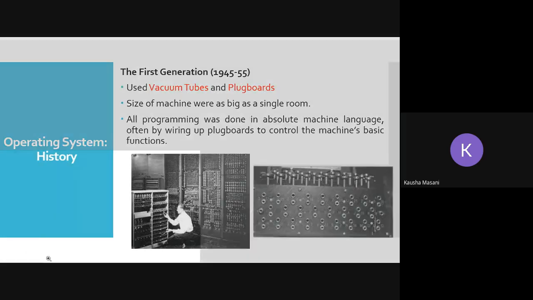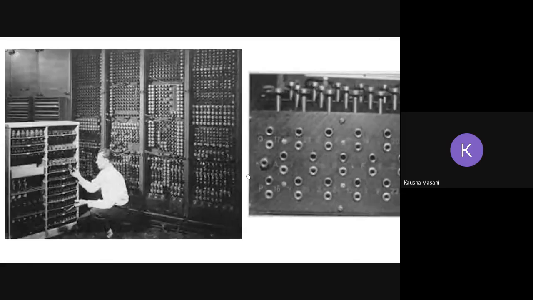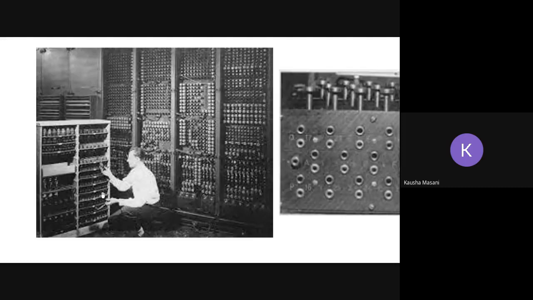Let me zoom in. You can make out some letters and some numbers on these plug boards, and you had to plug those tubes inside them. That is how the input was given. So this is what first generation computer systems looked like.